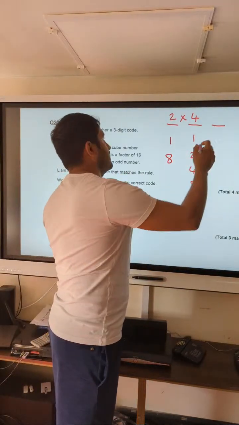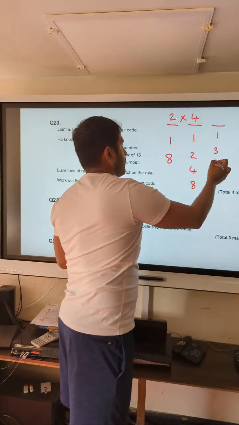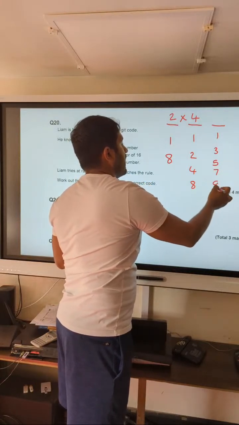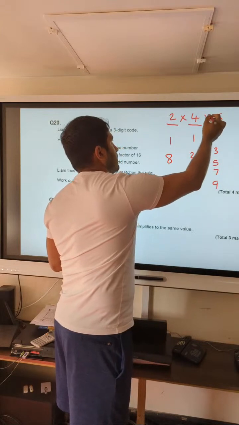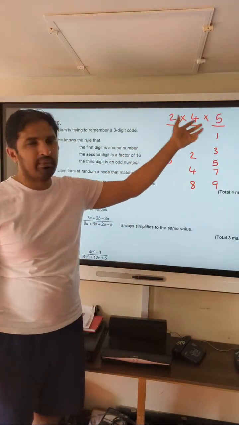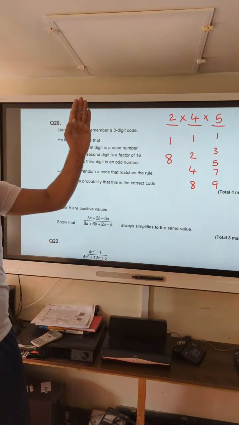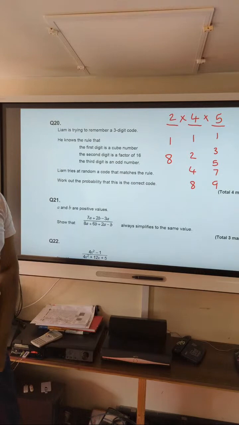So the third digit is an odd number, so you get 5 choices: 1, 3, 5, 7, and 9. So altogether, he could have that many different number combinations: 2 choices, 4 choices, and 5 choices. That has to be done. Okay.